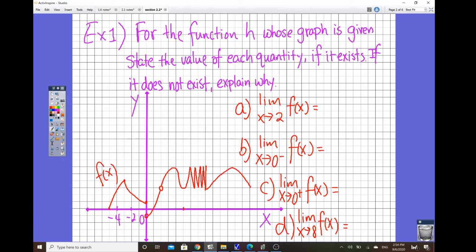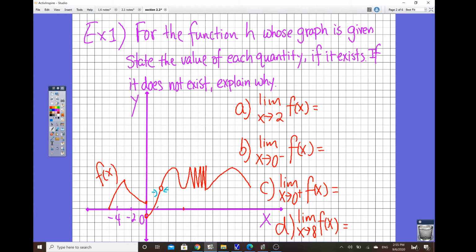Now let's take a look at this one here. For the function h whose graph is given, state the value of each quantity if it exists. If it does not exist, explain why. Take a look at the limit as x goes to 2. Here's 2. You might be wondering, there's a hole here. According to the definition, the function is not defined at this position, but does the limit exist? The limit approaching from the left, would that be the same as the limit approaching from the right?